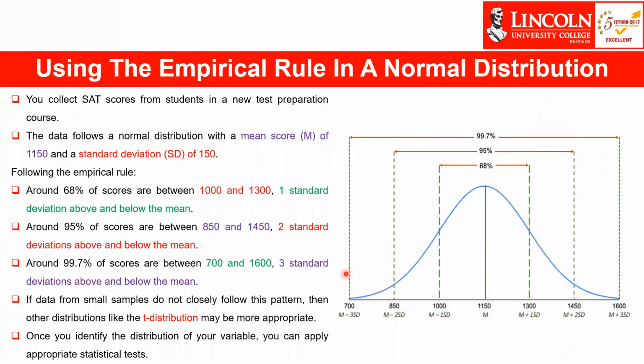Now, using the empirical rule in a normal distribution, for example, you collect SAT scores from students in a new test preparation course. The data follows a normal distribution with a mean score of 1,150 and a standard deviation of 150. Following the empirical rule, around 68% of scores are between 1,000 and 1,300. That is one standard deviation above and below the mean.